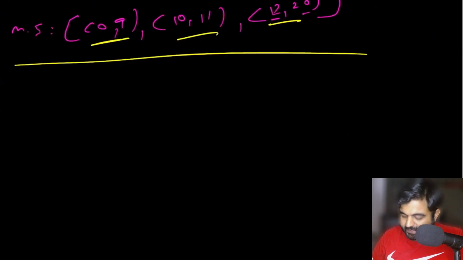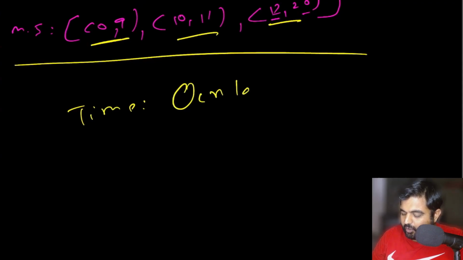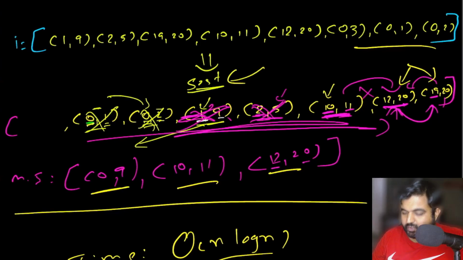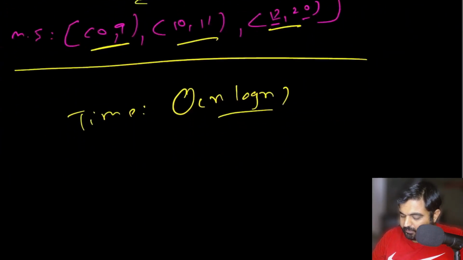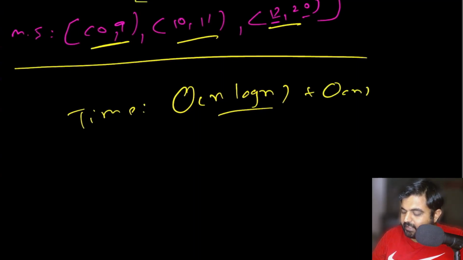Now if we see the time complexity for this one, the time complexity is actually going to be big O of n log n, because n log n is needed to generate this sorted result, and then we can solve this problem in big O of n time. So it's going to be big O of n log n plus big O of n, but in general we can write it as big O of n log n.